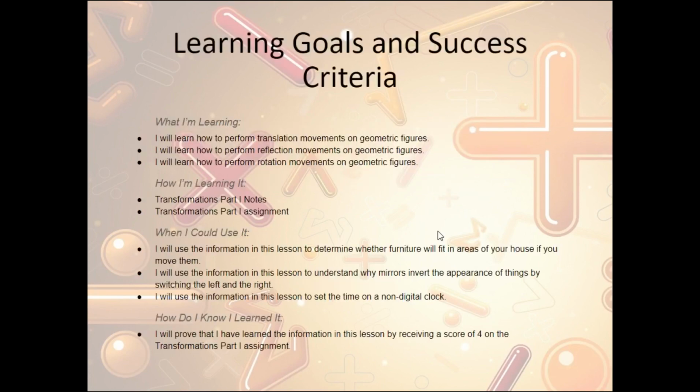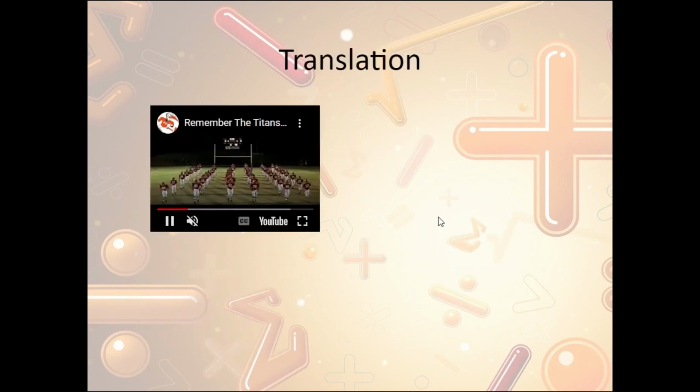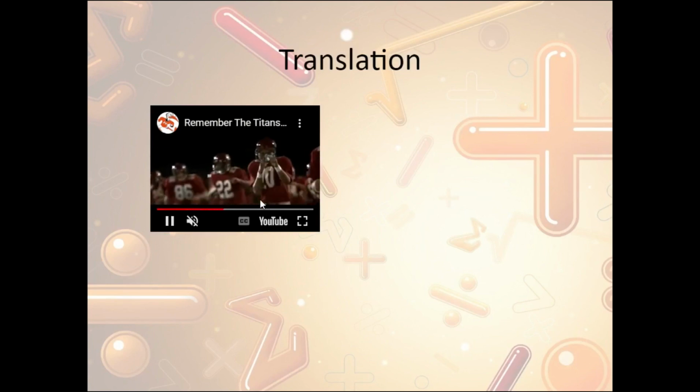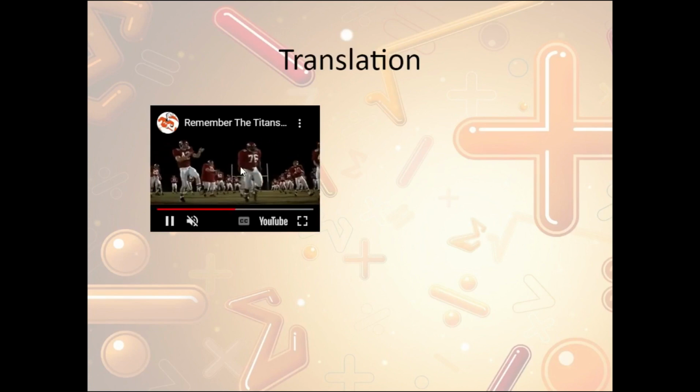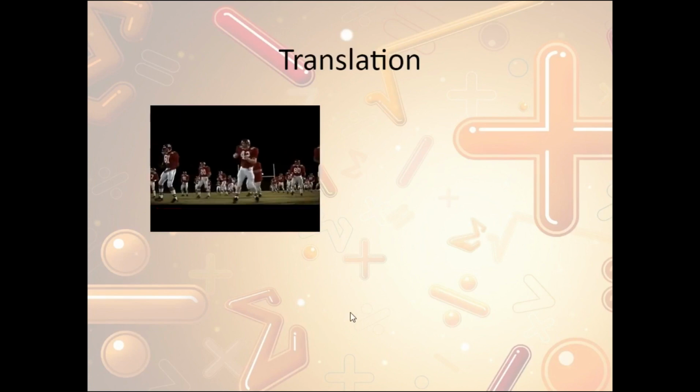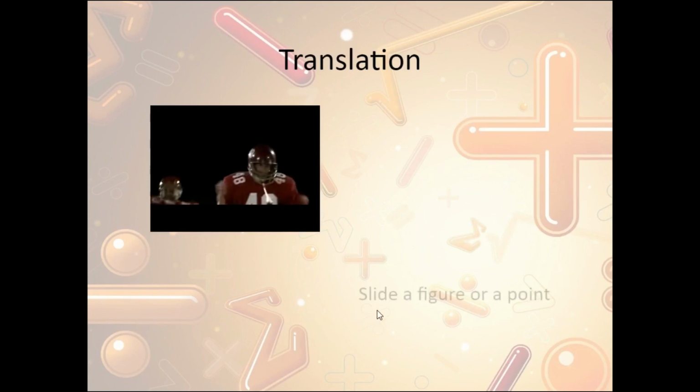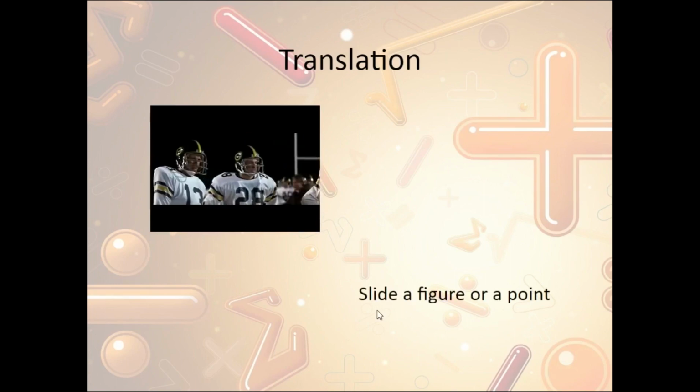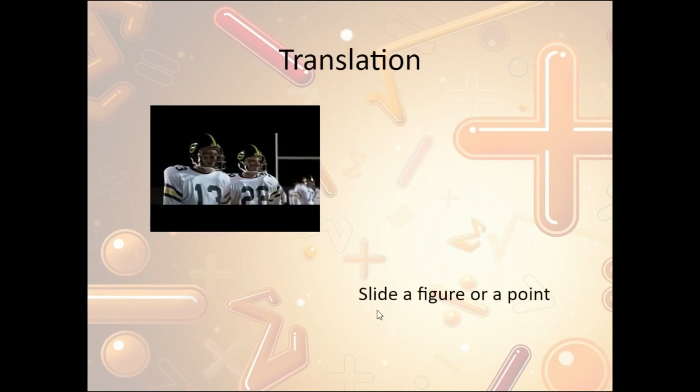The notes begin with the learning goals and success criteria. Now here's a little video. We have translation. Notice every person in here is the same. They don't change shape or size, but they are sliding around. They're sliding side to side. They're moving front to back. Those are translations. So it is a slide of a figure or a point.